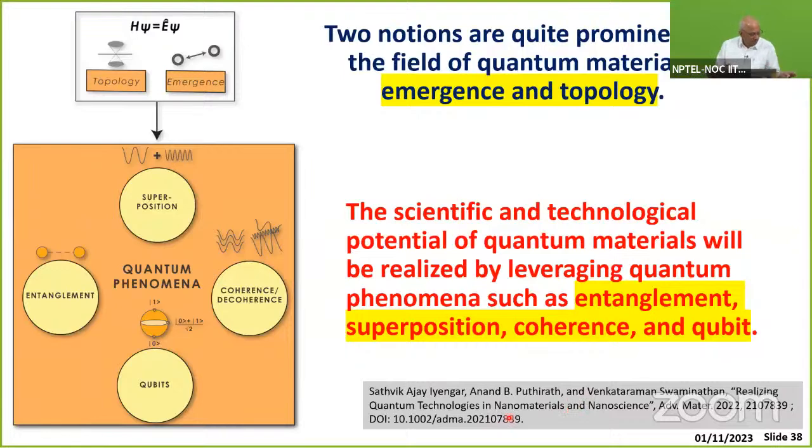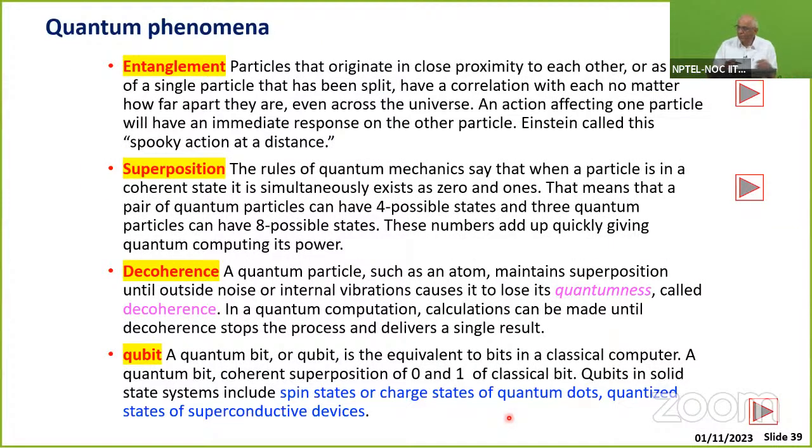It's a paper, a perspective we wrote at the beginning of last year. So you can look at that for more details on some of these, but I will quickly go through this. So entanglement: entanglement means particles that originate in close proximity to each other, or as part of even a single particle that has been split, have a correlation with each other, no matter how far they are apart. They can be even across the universe, still there is a correlation. That is called entanglement, photon entanglement, etc. So that is why Einstein called this a spooky action at a distance.